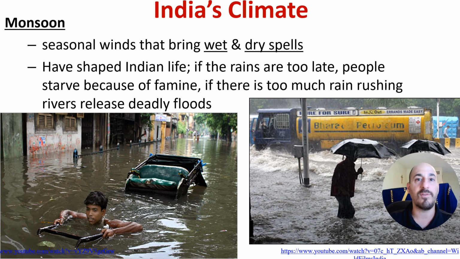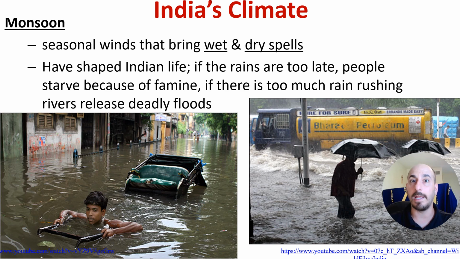And so keep in mind, if you get rains too late, people starve to death because they don't get enough water for their crops. If too much water comes, then again you get flooding and massive amounts of people die. India itself, because of these large river systems like the Ganges, is very susceptible to flooding.